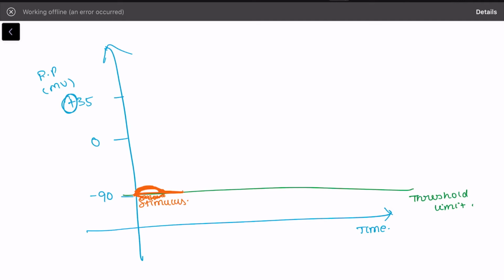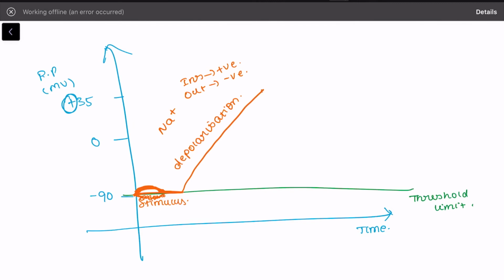And next comes the depolarization state. In the depolarization state, what happens? Na plus channels open. So Na plus, which is present extracellularly, enters the intracellular region. This phase is called depolarization, so that inside the cell it becomes positive and outside the cell it becomes negative.